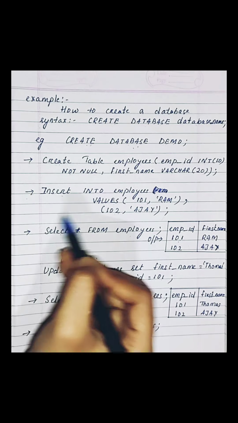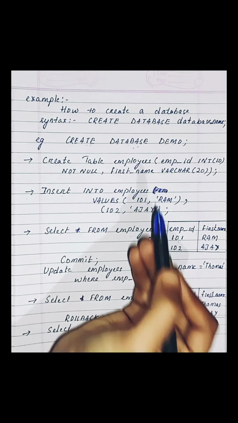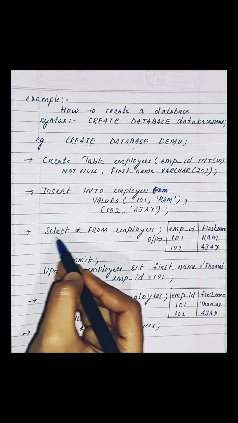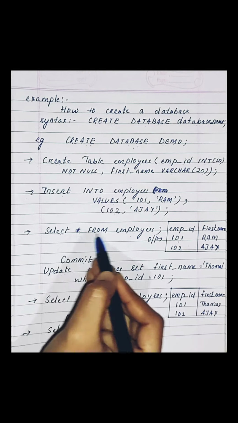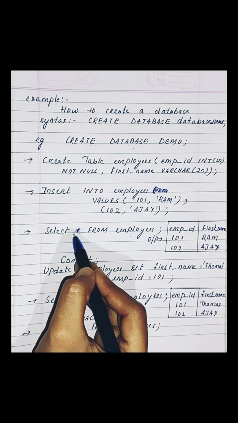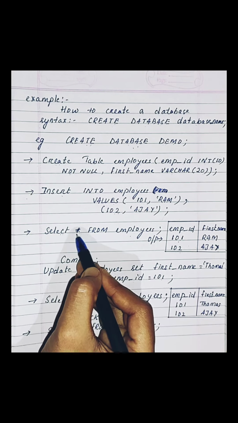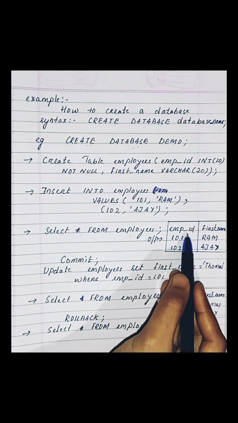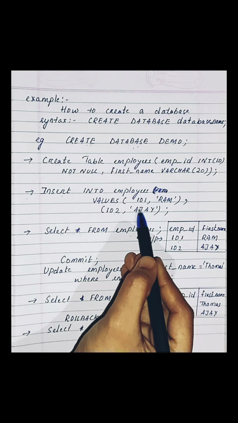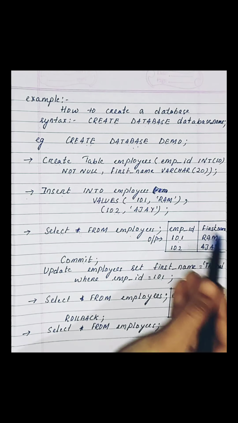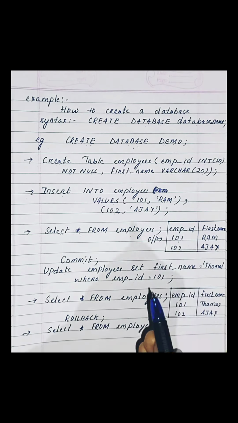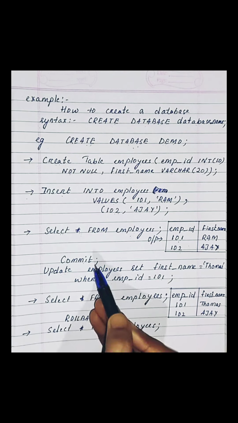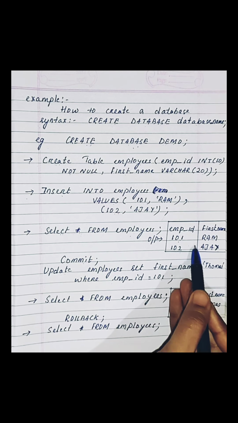After that, we are inserting values in the employees table, that is insert into employees, the values are 101 Ram, 102 Ajay. After that, when we are viewing the table by writing select asterisk from employees, like we are specifying display all the records of the table, asterisk means that. Then this table will get displayed, like in the place of employee ID 101, 102, what values we have inserted, then in the place of first name Ram and Ajay will get displayed. After that, when we are writing commit and semicolon, this work will get saved in the database.